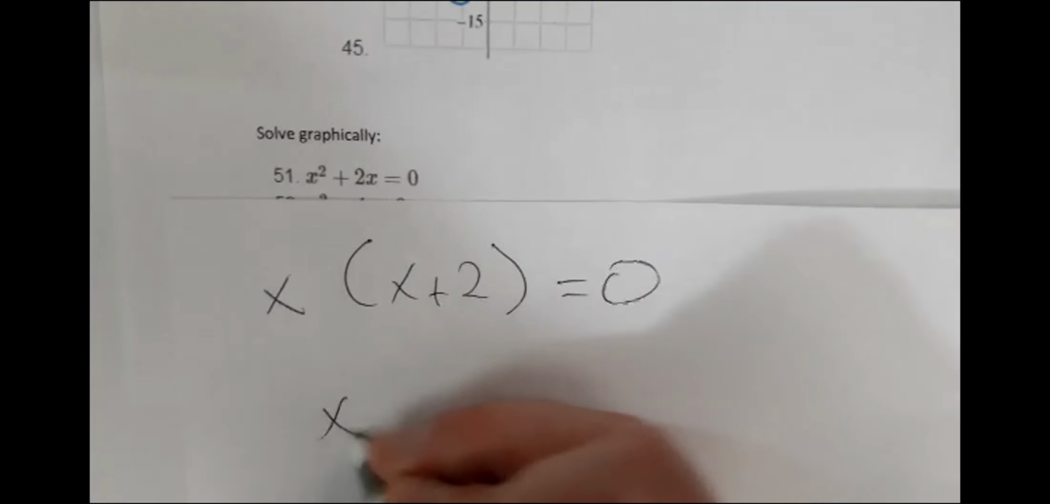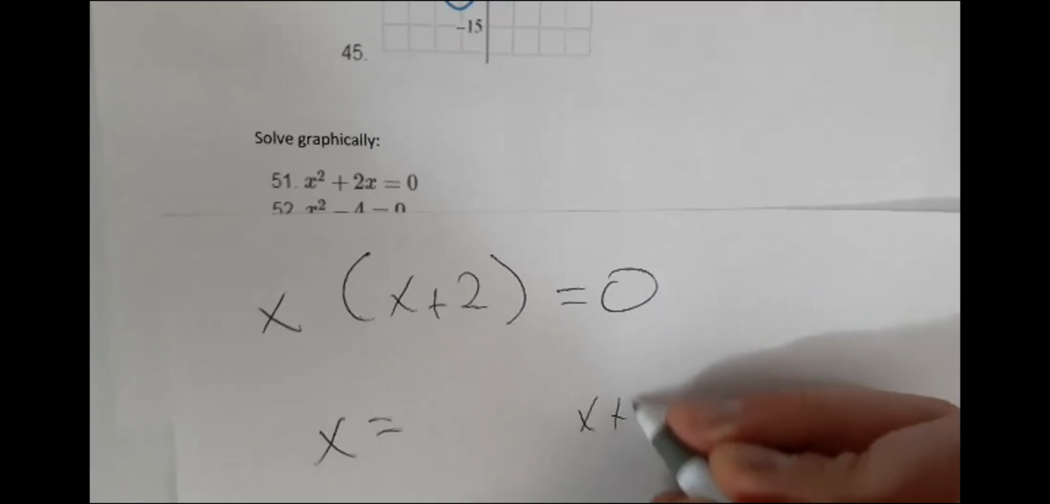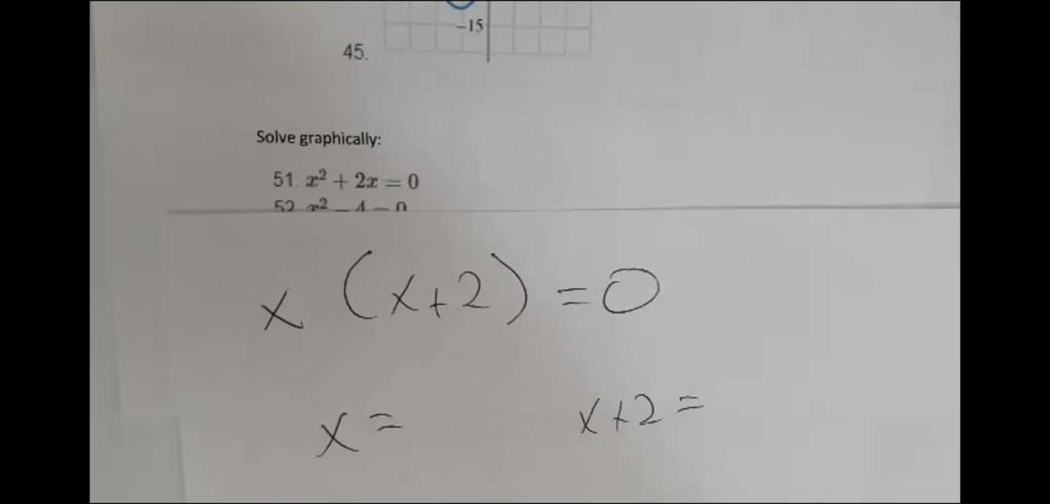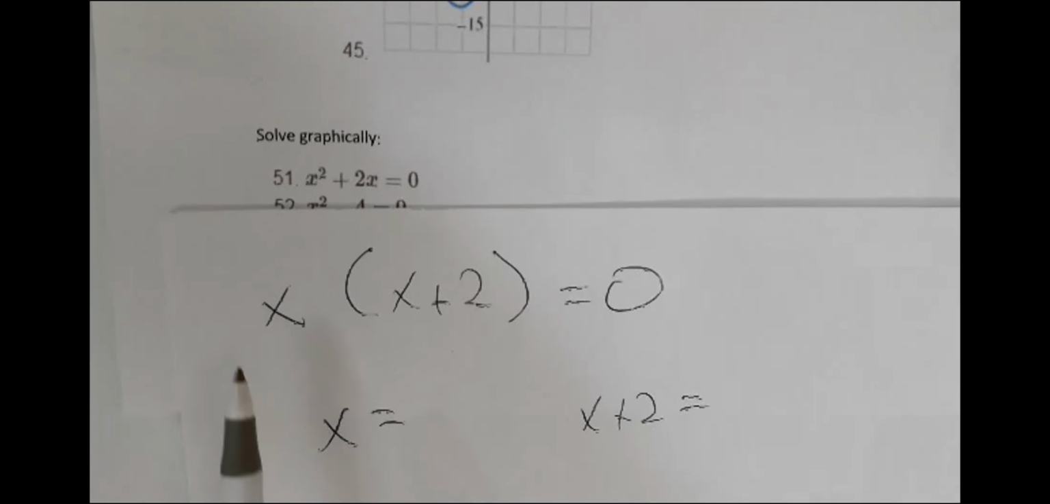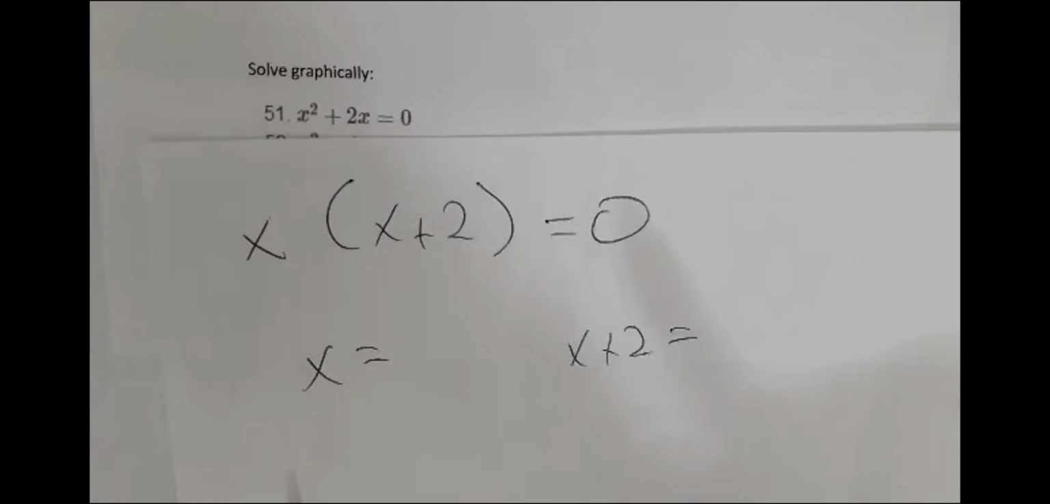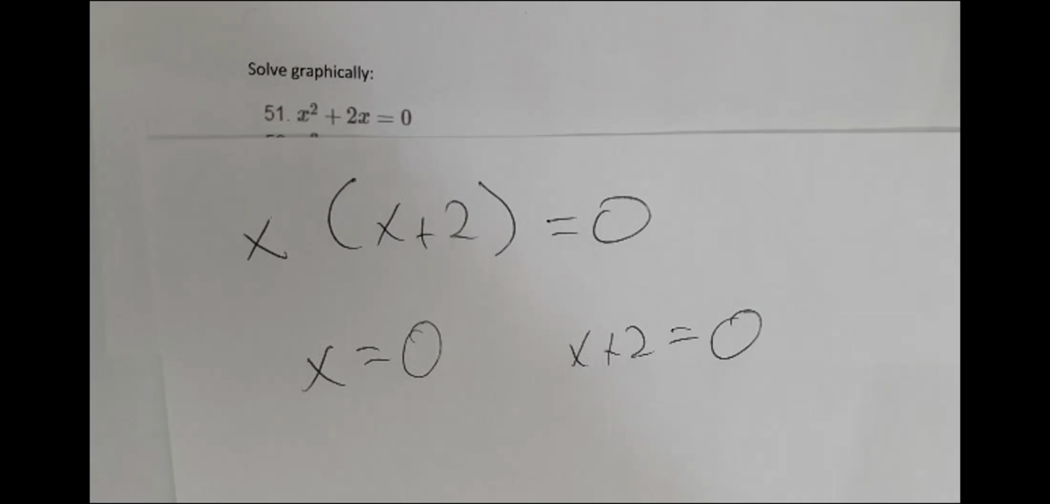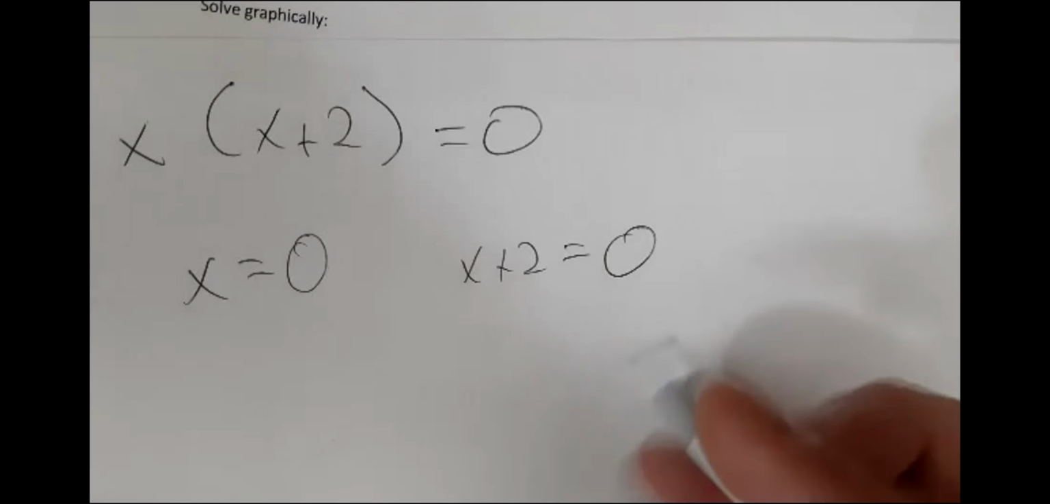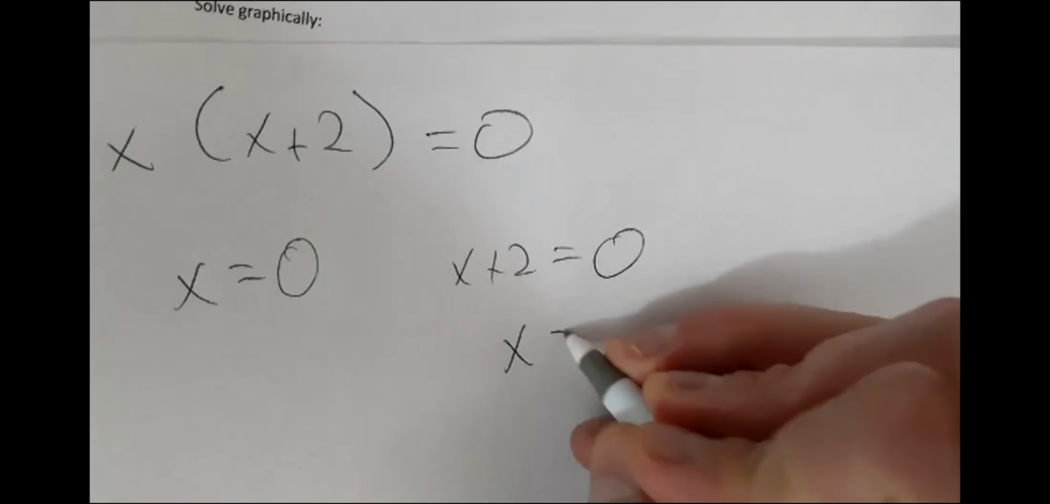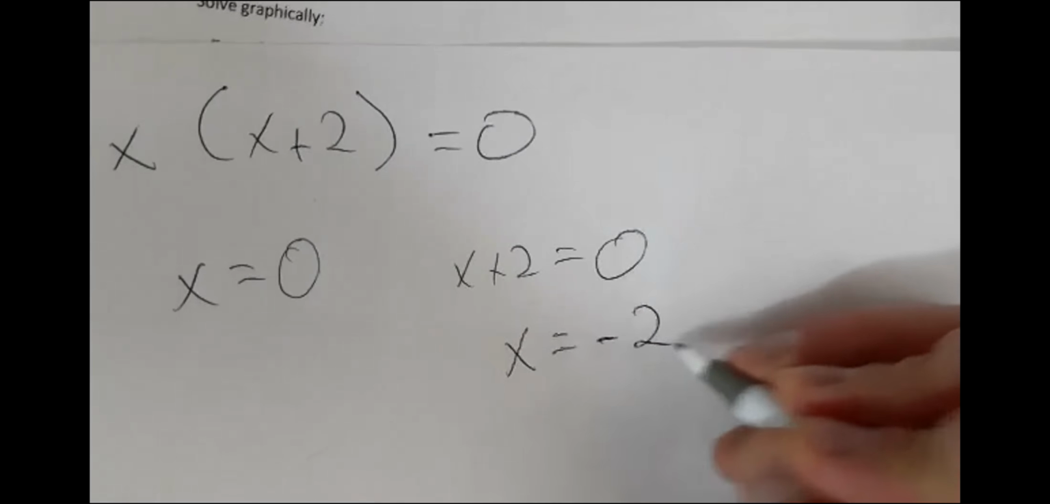So x is equal to, or x plus 2 is equal to. So I have two things I have to account for here. So maybe I shouldn't jump to that. You do have to account for this one, right? x is equal to 0, or x plus 2 is equal to 0. x equals 0 is already solved. This one I have to subtract the 2 over.